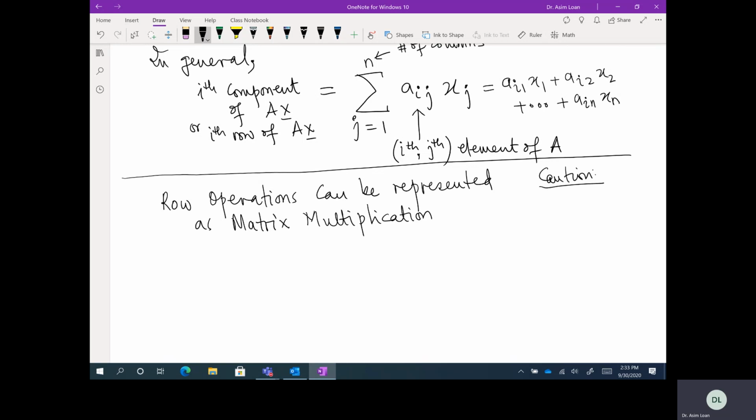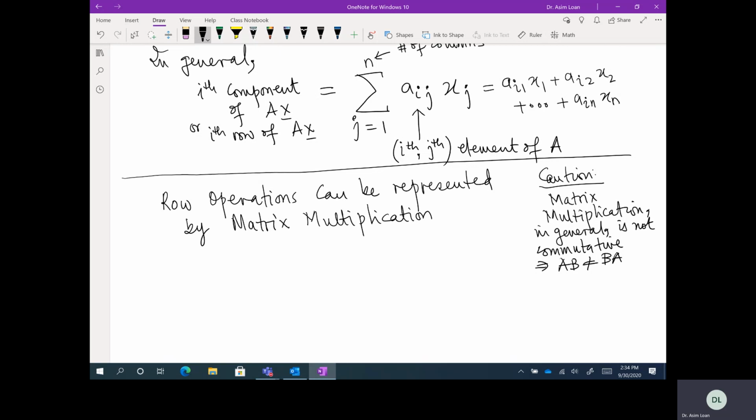Caution. Matrix multiplication in general is not commutative. This implies AB is not equal to BA. So if we are saying row operations can be represented by matrix multiplications, and if we somehow change the row operation order, in some cases it will work, in some cases it will not.